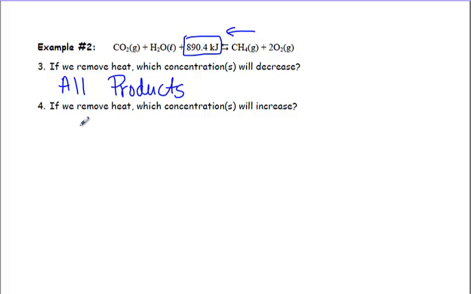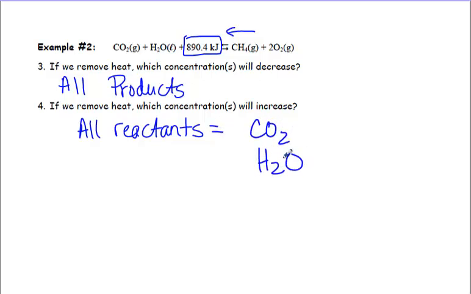Which ones will increase? It will then be all reactants. Okay, in the initial equation, so everything on the left. So it would be CO2 and H2O. Okay, and going back to this, all your products in this case would be CH4 and the O2. Okay?